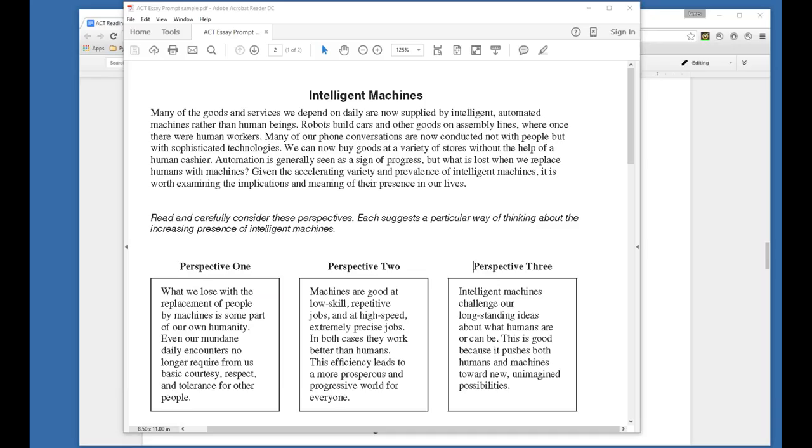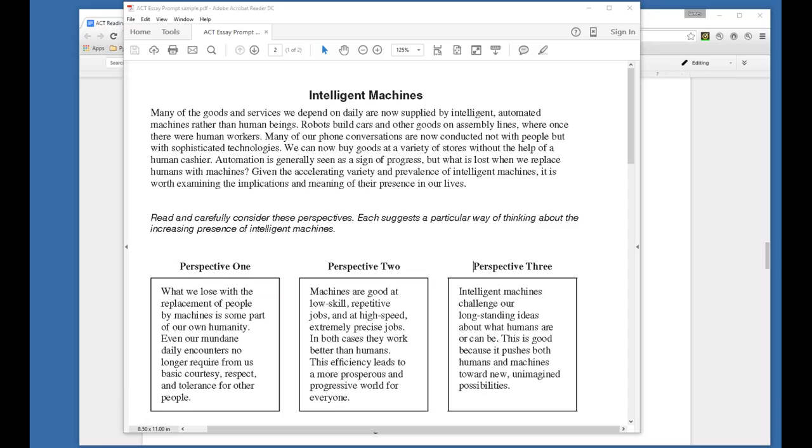Yeah, how machines change our lives. Yeah, machines. And what kind of machines? Look at the title. Phones, yeah. They're going to talk about phones, talking about cashiers, intelligent machines generally. All right, now let's take a look at each of the perspectives. And I will read them and we'll kind of comment on them as we go.